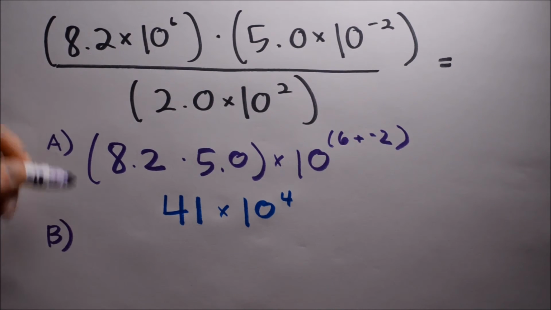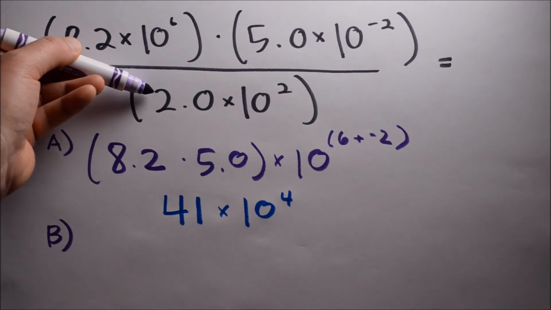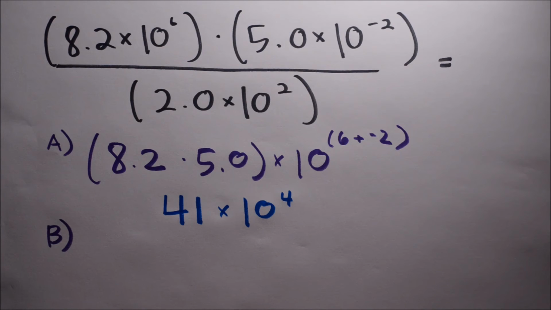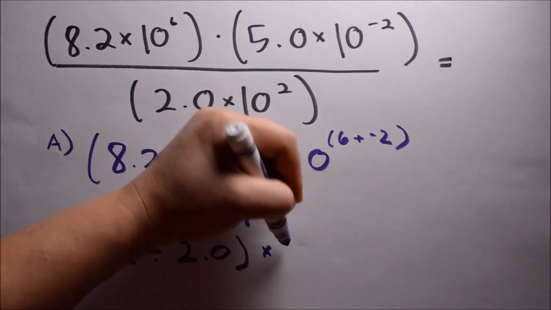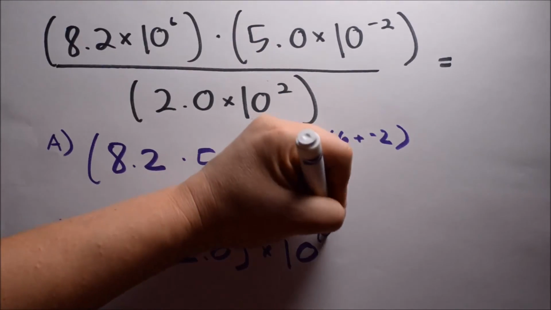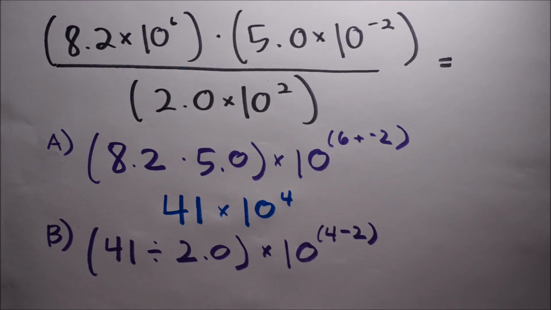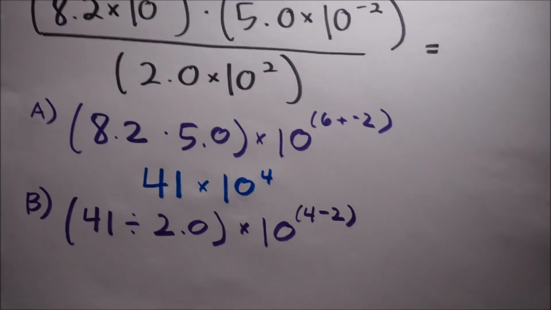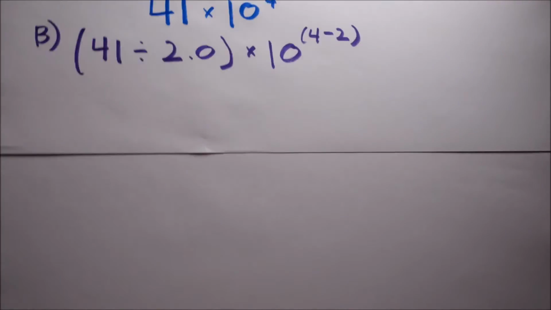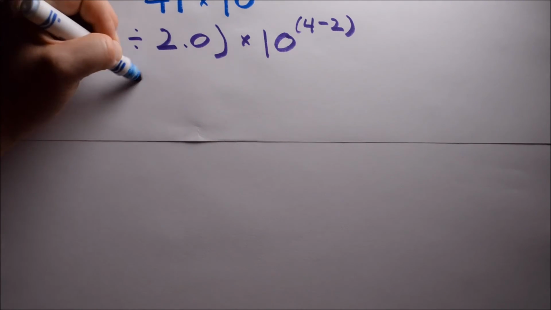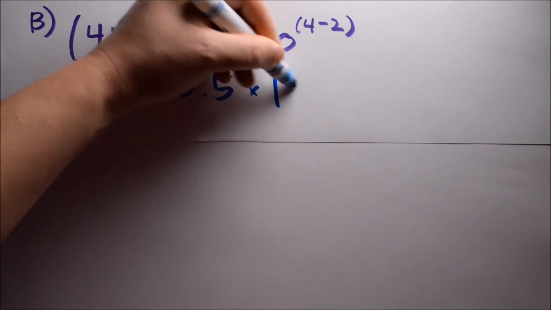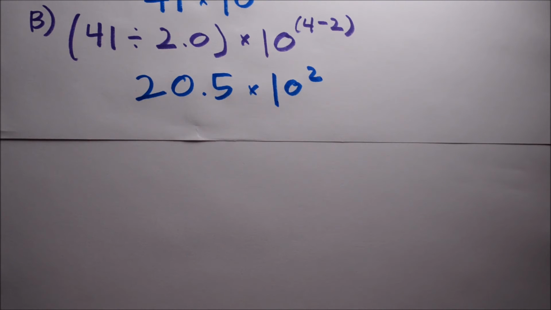Now I'm not going to change it into scientific notation yet because I have one more step. I need to divide by 2. So 41 divided by 2 times your base, and then you subtract the exponents, 4 minus 2. Now 41 divided by 2 isn't so bad. I mean, you could almost do that in your head, right? You know what 40 in half is. So it's going to be 20.5, and then 4 minus 2 is 2.